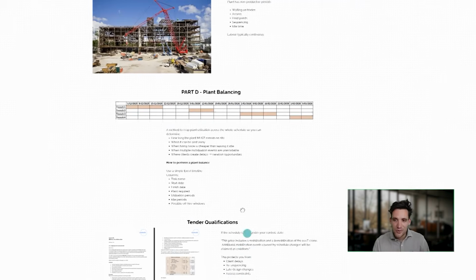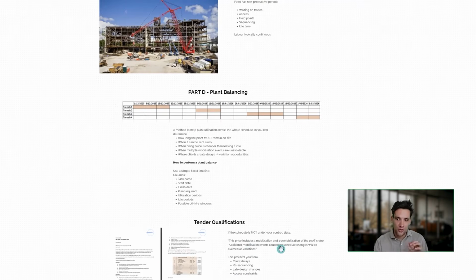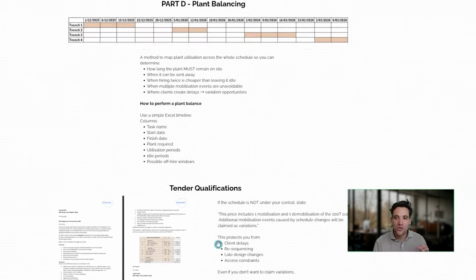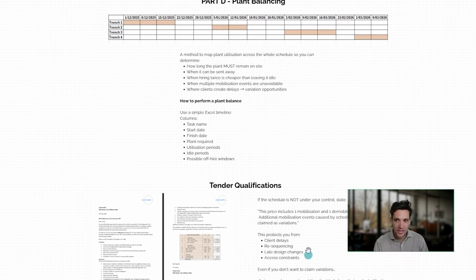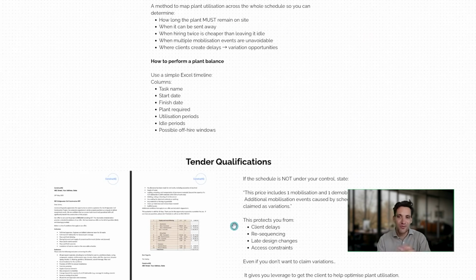Now, this is where I would say if you are not in control of the schedule and you can't manage that risk associated with on-hiring and off-hiring and access and continuous work, you should be qualifying this in your tender submission. So in your tender submission, you should be crystal clear based on the schedule they've provided or the methodology you've chosen. We've allowed for 2 mobilizations, 4 mobilizations, 1 mobilization, whatever. That should always be in your letter of offer and your submission. If you're the one who's screwing up the mobilizations, you can't qualify this.